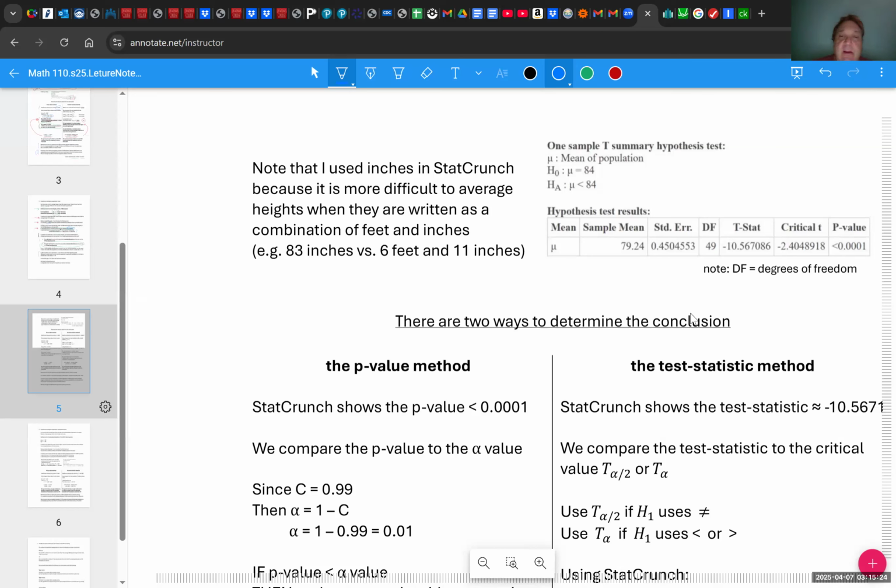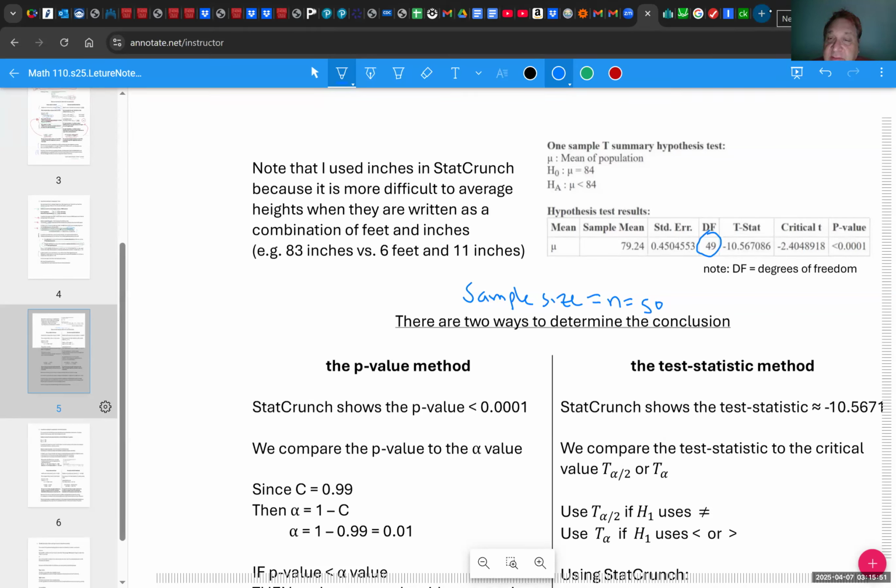All right. And if they ask you degrees of freedom, by the way, the reason why the degrees of freedom is 49 is that the degrees of freedom is always one less than the sample size. So the sample size in our case was 50. That was the number of players that I used to find the sample mean.